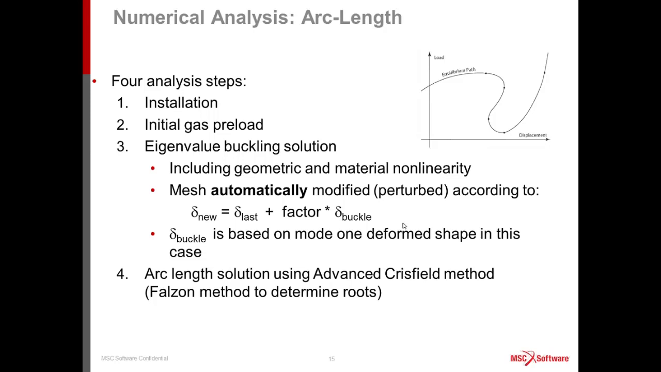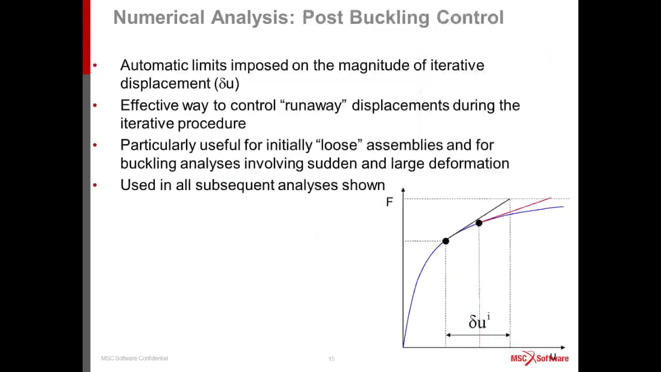And we also use the arc length solutions using advanced Crisfield methods. In post-buckling control, automatic limits are imposed on the magnitude of iterative displacements. It basically stops the software running away during the iterative procedure and going to smaller and smaller steps. It's particularly useful in this case when we have loose assemblies and very large buckling analysis going on, which involves very sudden and very large deformations, as you'll see from the videos in a minute. It's used in all the subsequent analysis that we use.